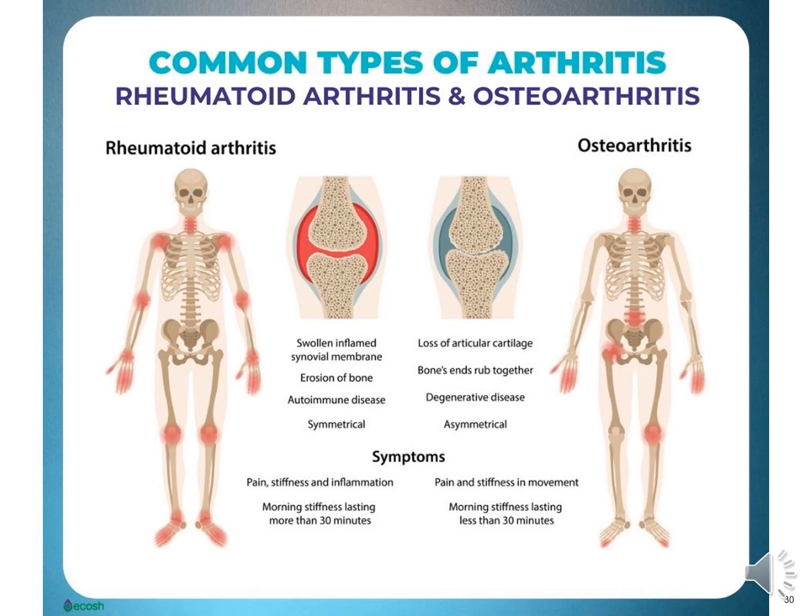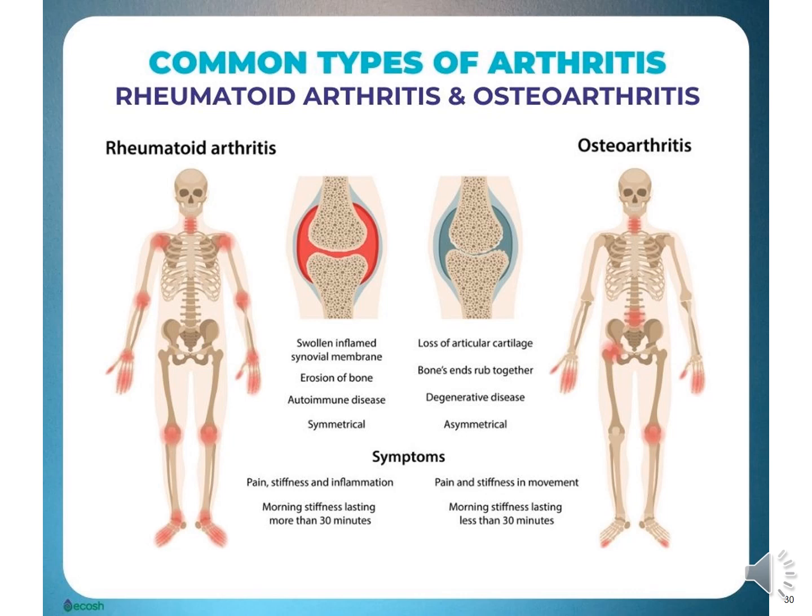It's an autoimmune disease. It usually occurs in both joints together, or what we say symmetrical, as opposed to osteoarthritis, which is the loss of articular cartilage, which usually occurs from long-term wear and tear. So it's a degenerative disease, and it's asymmetrical, usually. You can never say always.